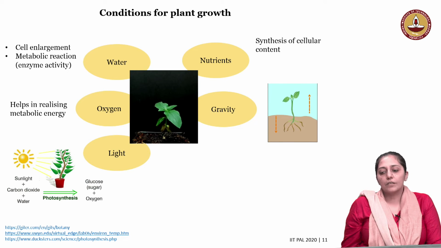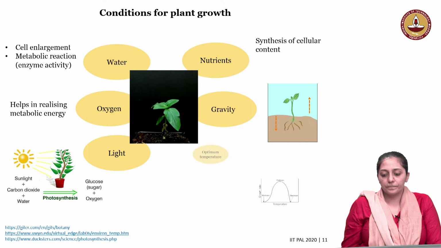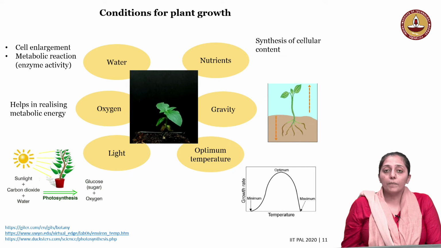Gravity is another parameter which is important for lengthening; it determines the length of the plant and the length of the roots. Then optimum temperature, which is also very crucial for the growth of the plant, because it can impact the metabolism of the plant in terms of enzyme activities and the reaction rates.